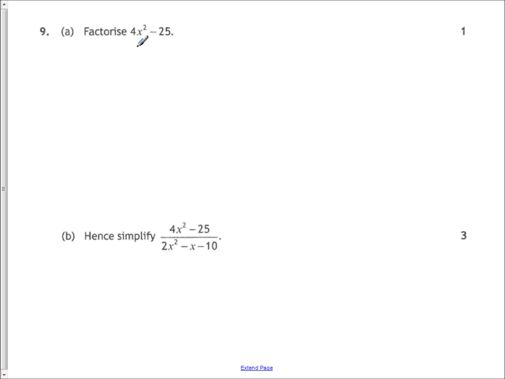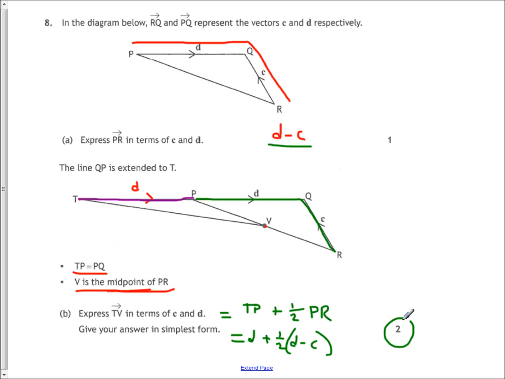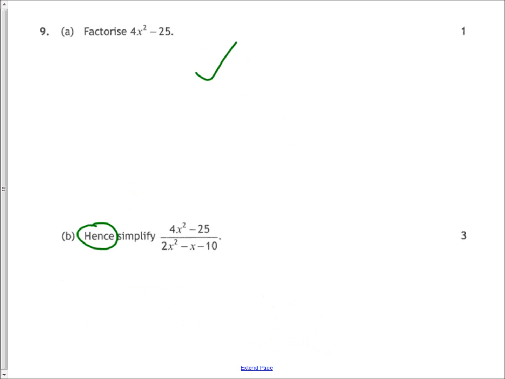Nice and easy factorizing. No common factor. Difference of 2 squares. 1 mark. Got it. Now see this word hence. That basically says using what you have just done. Now, although the question in question 8 didn't use the word hence, we still needed to use our answer to part A to help us do part B. So you should always expect when a question is broken down like that, to perhaps have to use the answer to the previous part of the question in the next part of the question.